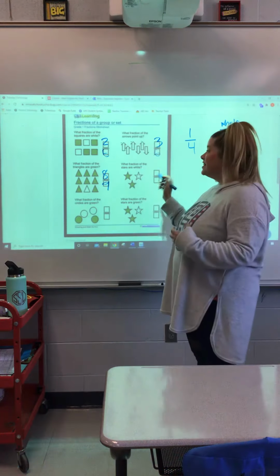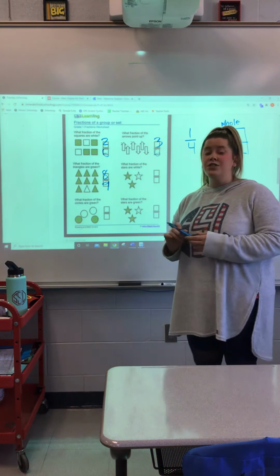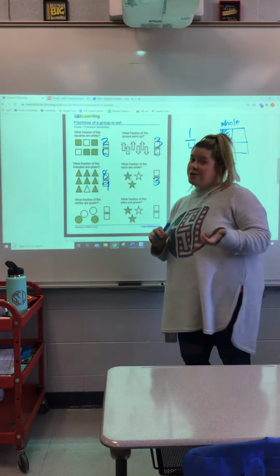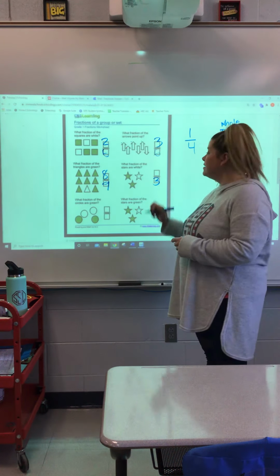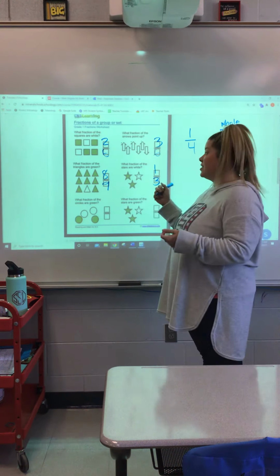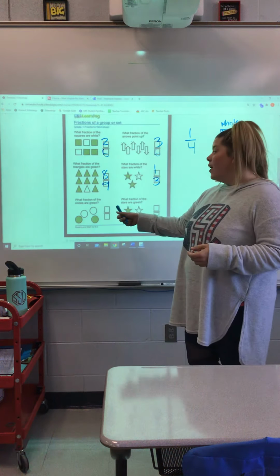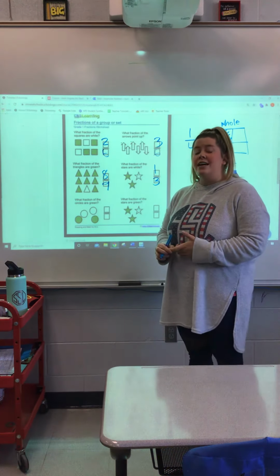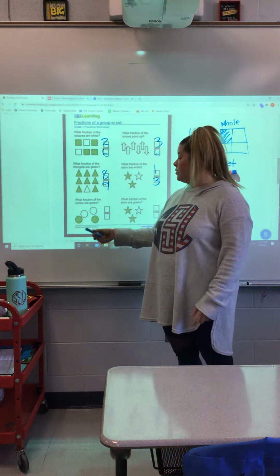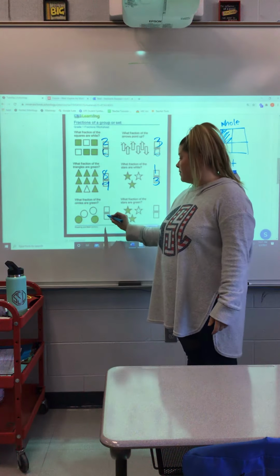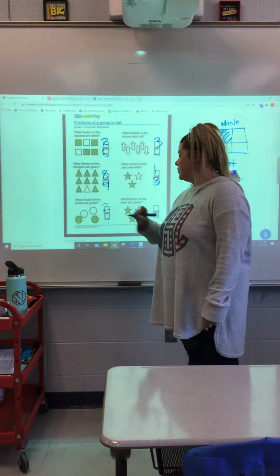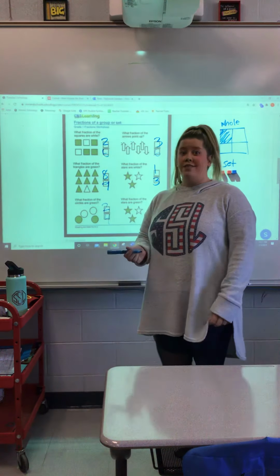Let's look at this one. What fraction of the stars are white? First we have to figure out how many I have. 3. How many of them are white? Just 1. So 1/3 of my stars are white. What fraction of the circles are green? Always, always, always, let's figure out our denominator. How many are there total? 1, 2, 3, 4. How many of them are green? 2. So my fraction is 2/4.